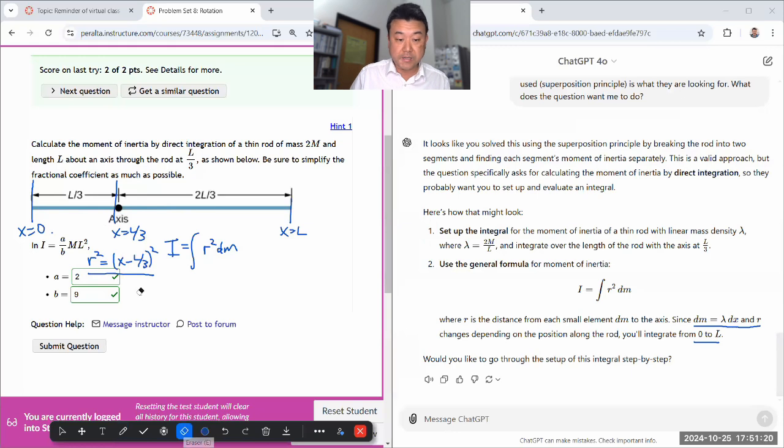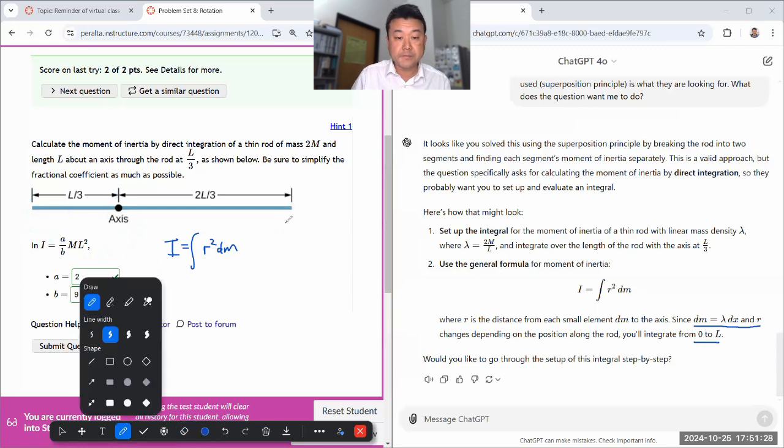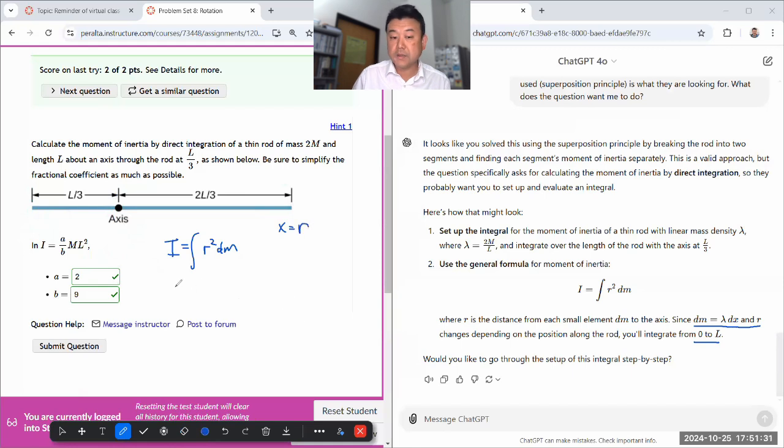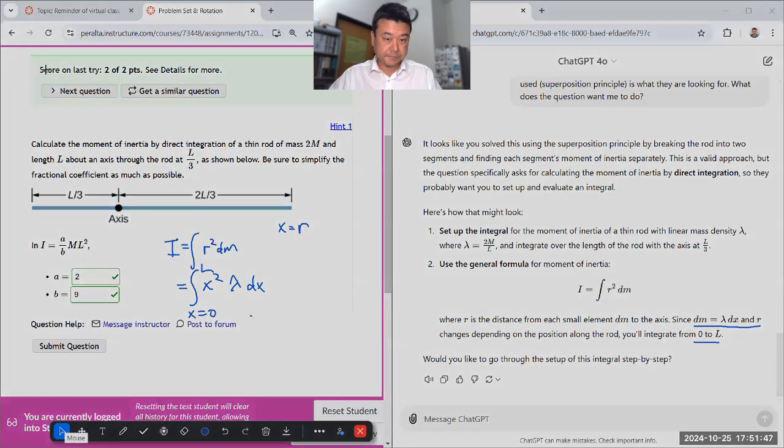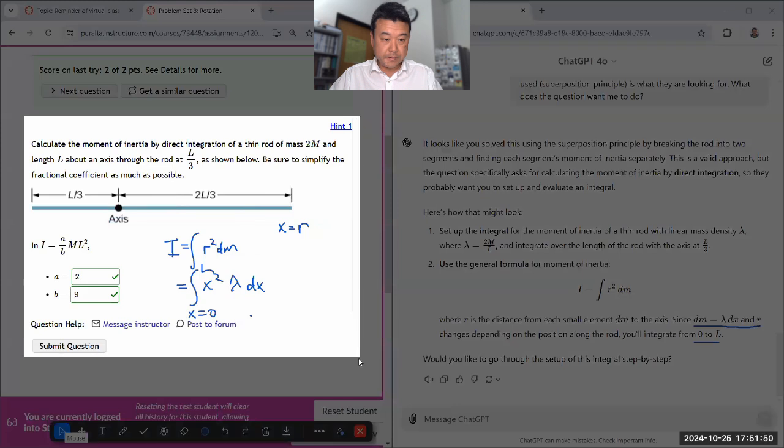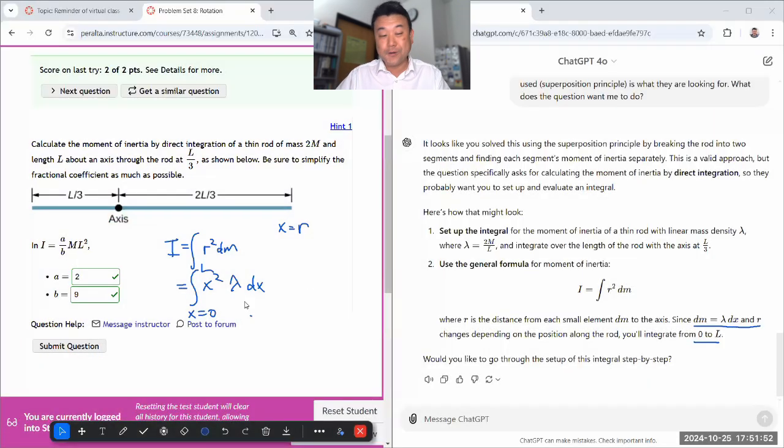But let's imagine that you didn't. You set up an equivalence that's incorrect, something like x is equal to r. And you say I is equal to x squared lambda dx, and you integrate it from x equal to 0 to L. Now, if I wanted to waste time, I could work it out, get an answer, and then see that it's wrong, and then complain to ChatGPT. But let me try asking ChatGPT now.